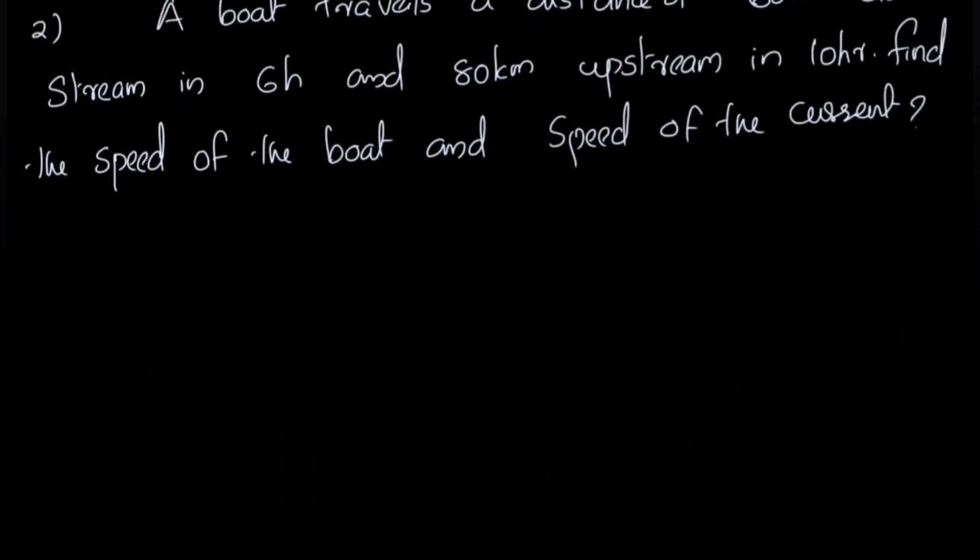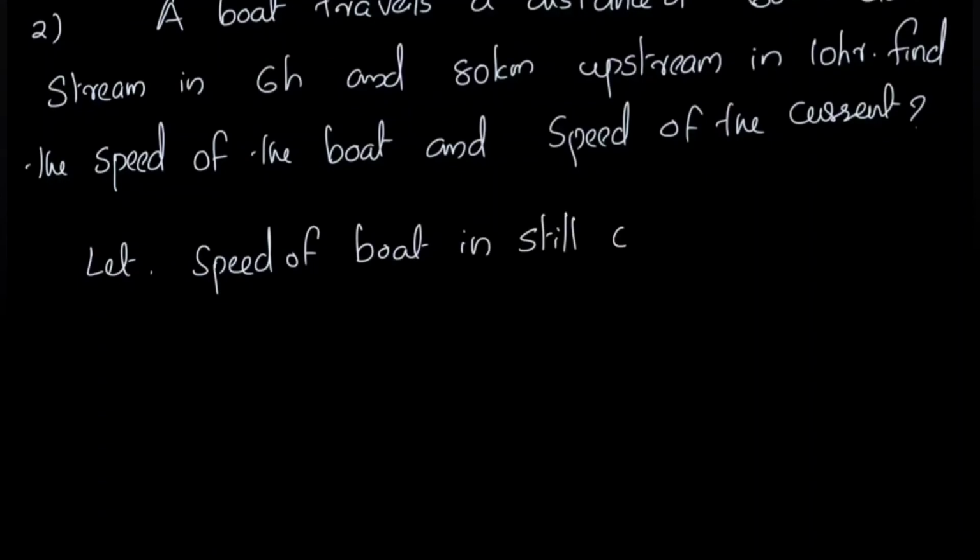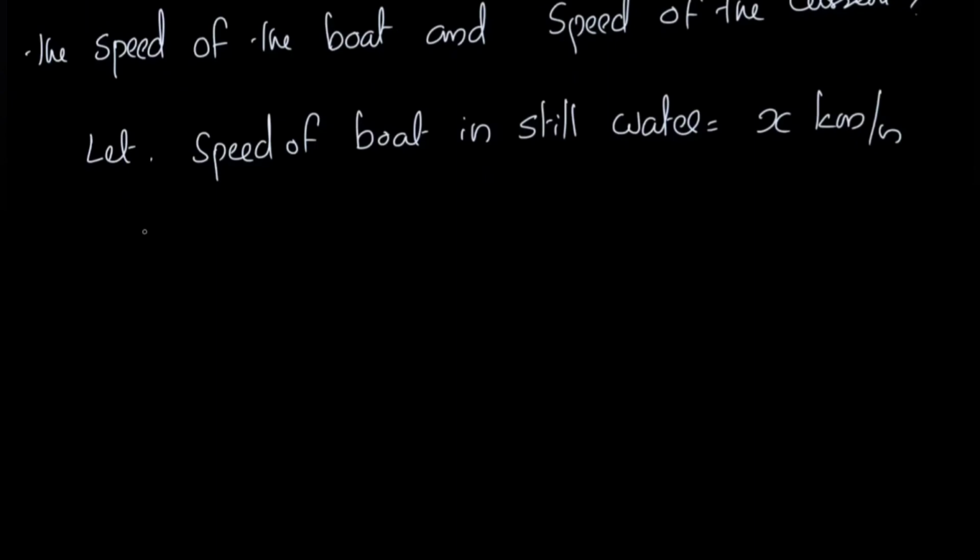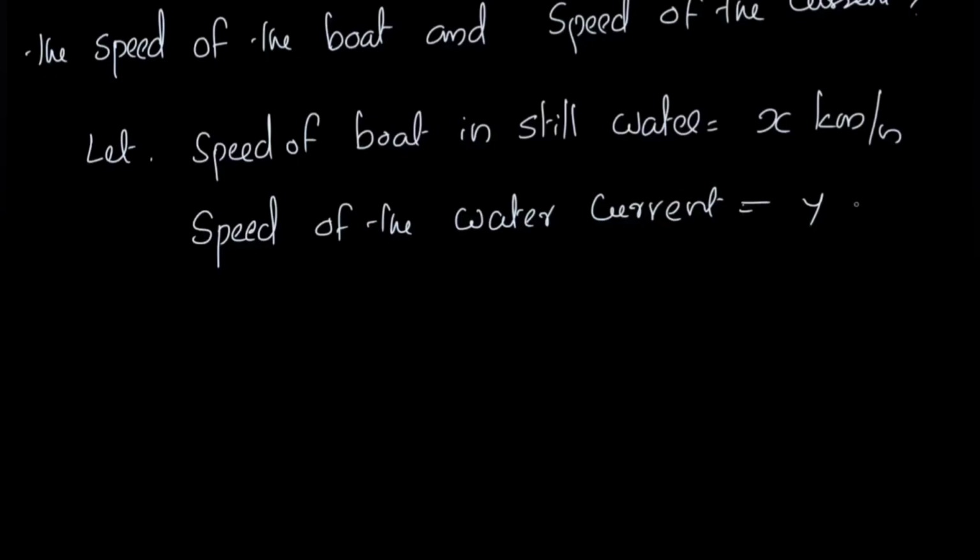Here we can assume two variables. Let the speed of the boat in still water be x km per hour. Then the speed of the water current is y km per hour. These are the two speeds we are assuming.